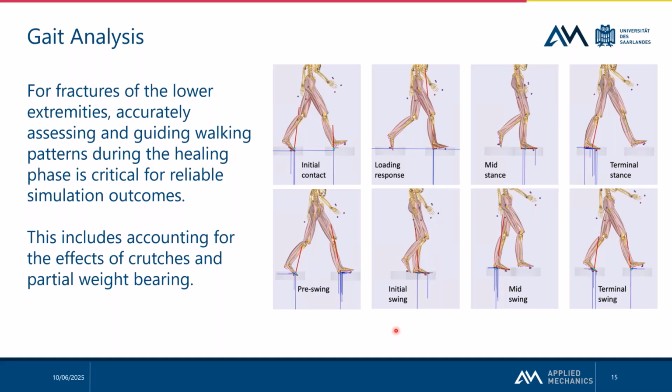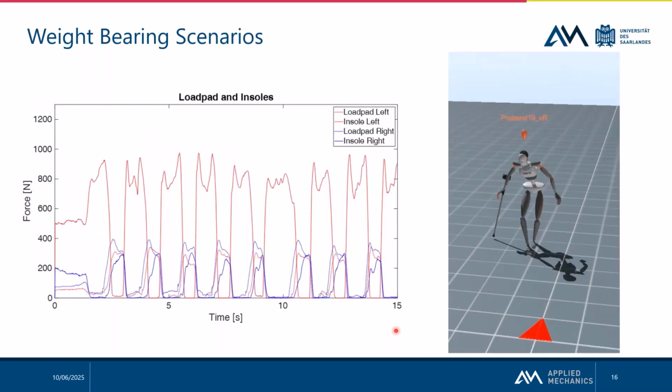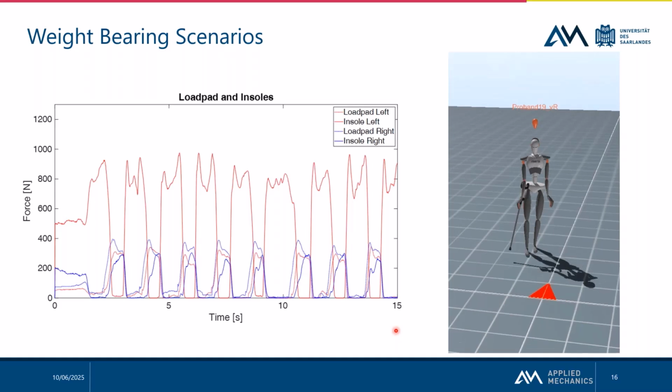So that's why we are really looking into the different phases of the gait cycle and how they influence the interfragmentary movement. And that's why we measure in such detail with the load pads, the sensor insoles, and also the Xsens system to get really every part of this crutch movement. You see here now also a video from somebody walking with crutches.